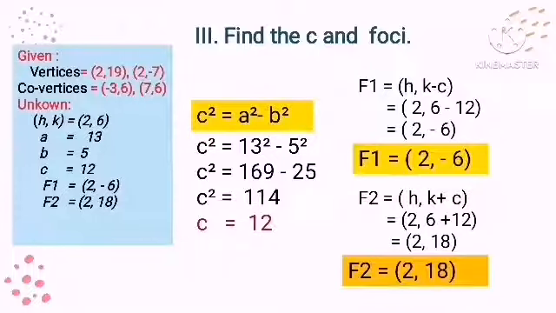So now let's proceed in solving the two foci. The first focus is equivalent to h comma k minus c, and we just substitute the values using the given and known values in the left side. So we have 2 comma 6 minus 12, and we simplify it and we get the focus is equivalent to 2 comma negative 6, and the focus 2 is equivalent to h comma k plus c, and we also substitute the values given in the left side. So we get the focus is equivalent to 2 comma 18.